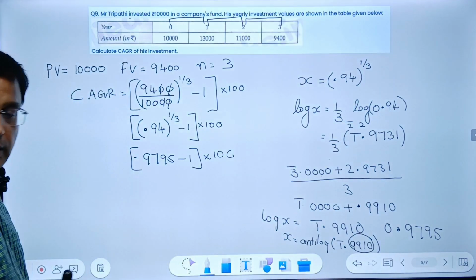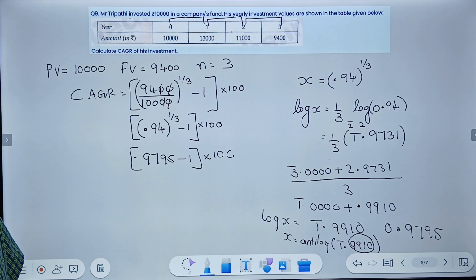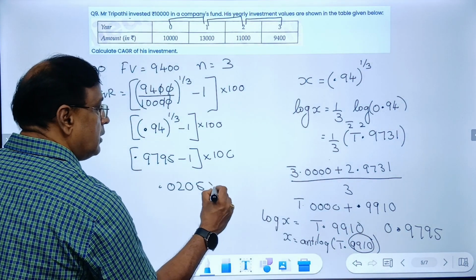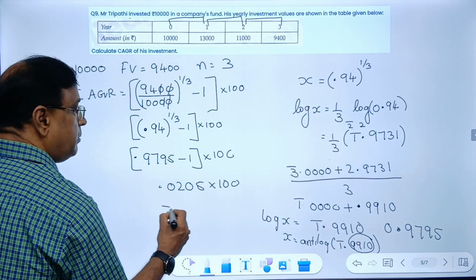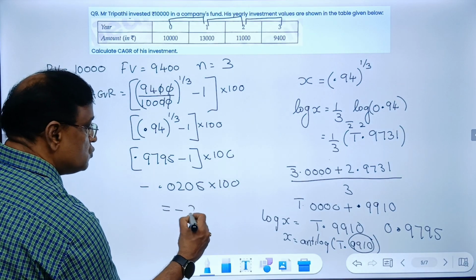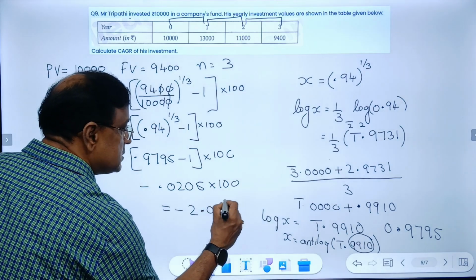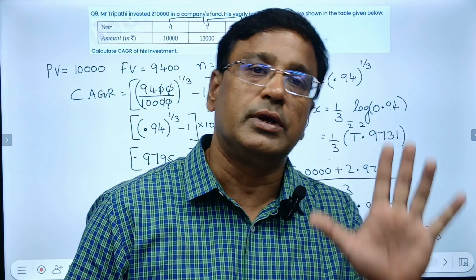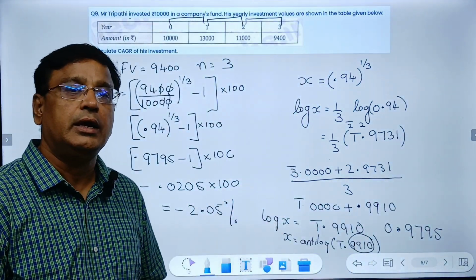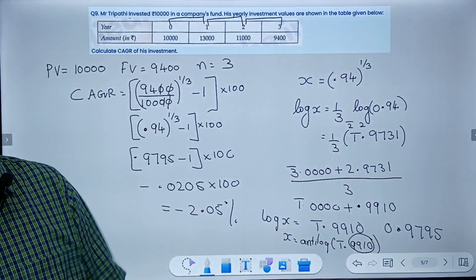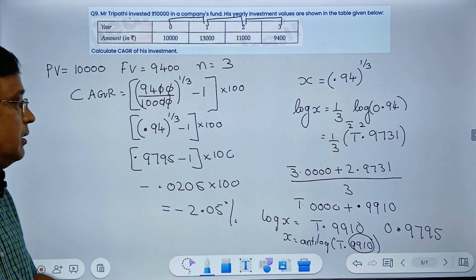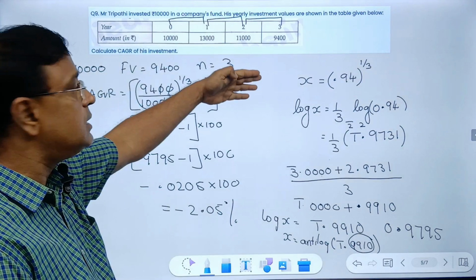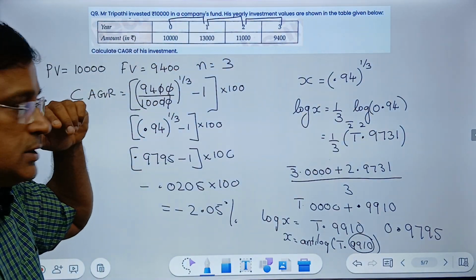Now when you subtract, you're going to get a negative number. So what is the value? I'm getting 0.0205 into 100. So when I multiply, I get minus 2.05%. This negative sign indicates there is a decrease in the growth rate. The positive sign indicates there is an increase in the growth rate. I hope that is clear to you. Okay? You see, because there is a decrease in the growth rate because your future value is lesser than the present value. Is it clear?